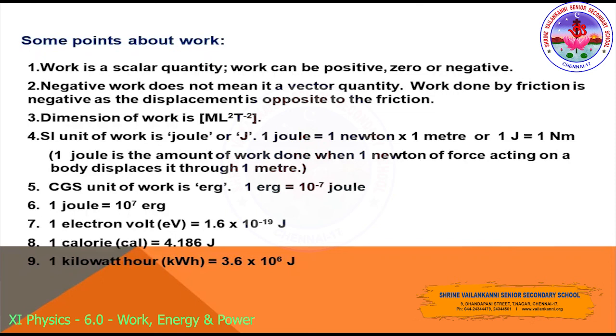The dimension of work is M L square T power minus 2. We have to take it from the work formula itself, right? The SI unit of work is joule and it is a scalar quantity as we said. So 1 joule is equal to 1 Newton into 1 meter. That means 1 joule is the amount of work done when 1 Newton of force acting on the body displaces it through 1 meter. And 1 joule is equal to 10 power 7 erg. The CGS unit we have to say is erg, right? 1 erg is equal to 10 power minus 7 joule. Right. So these are all the points you must know.